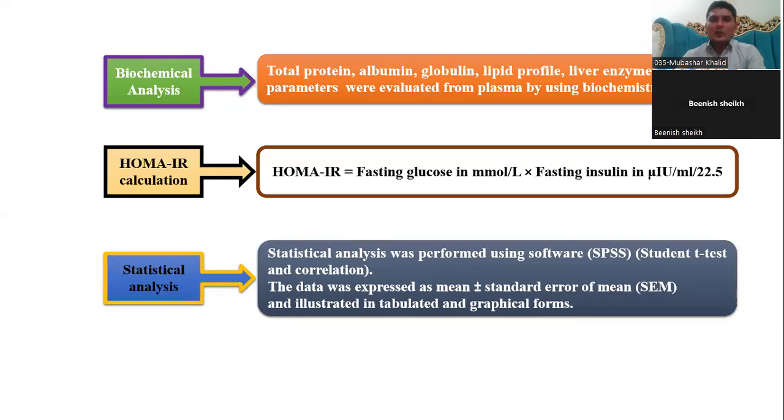Biochemical analysis. Total protein, albumin, globulin, lipid profile, liver enzymes, and renal parameters were evaluated from plasma by using biochemical analysis. HOMA-IR calculation. HOMA-IR was calculated by using the formula. Statistical analysis was performed using software SPSS. The data was expressed as mean plus minus standard error of mean and illustrated in tabulated and graphical forms.